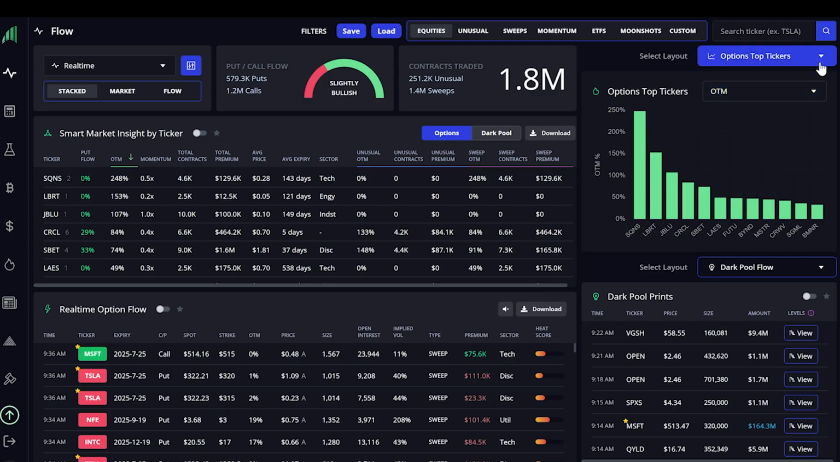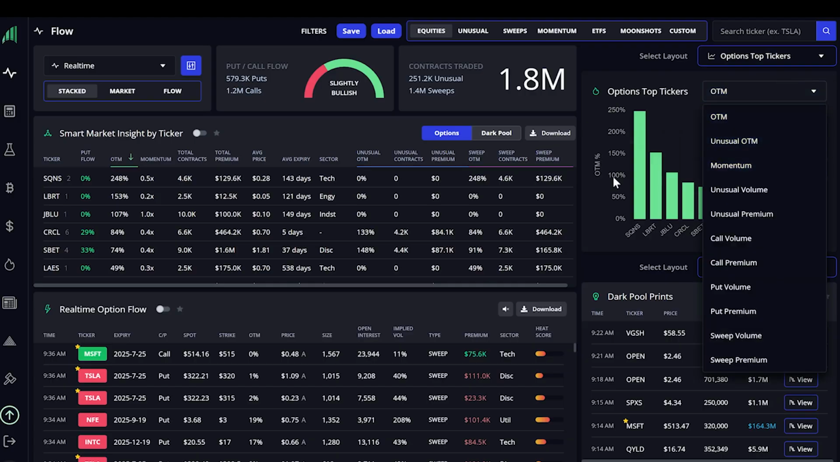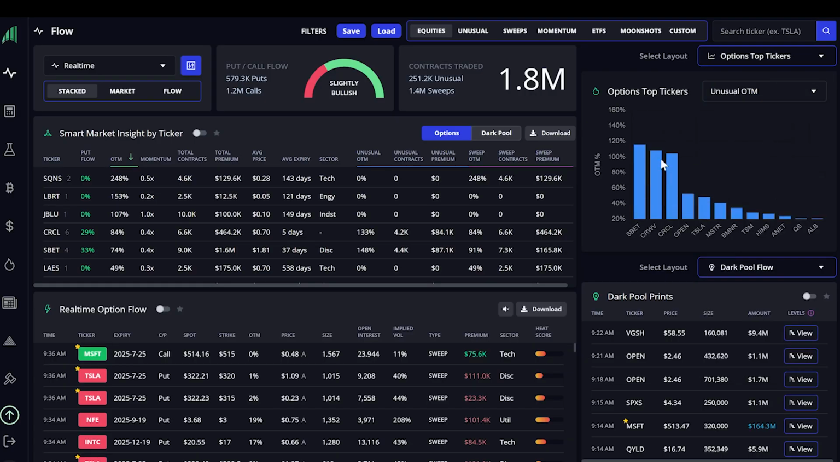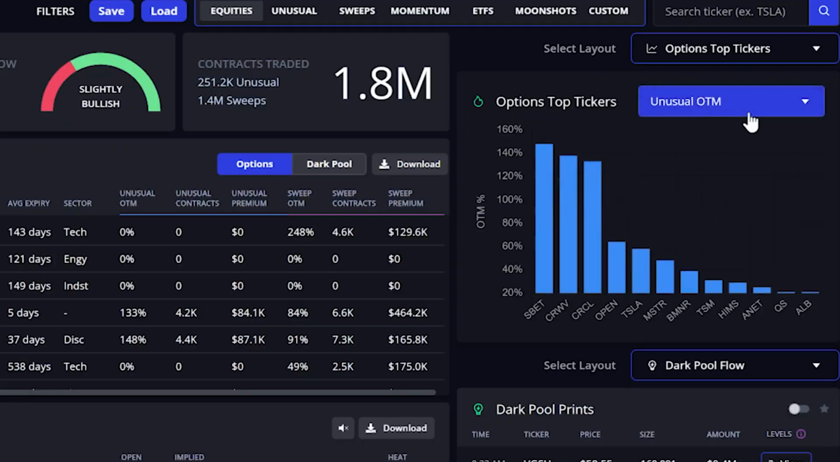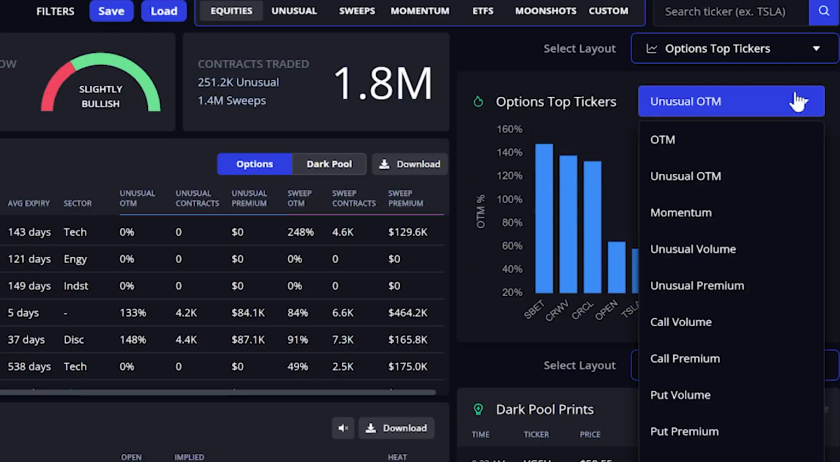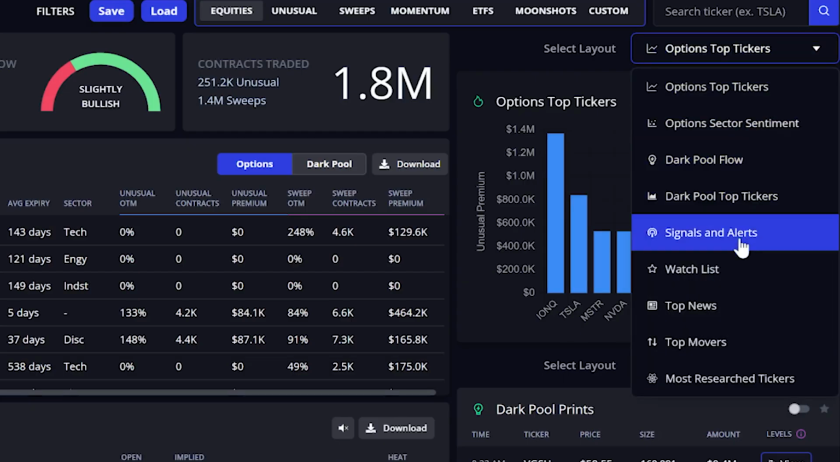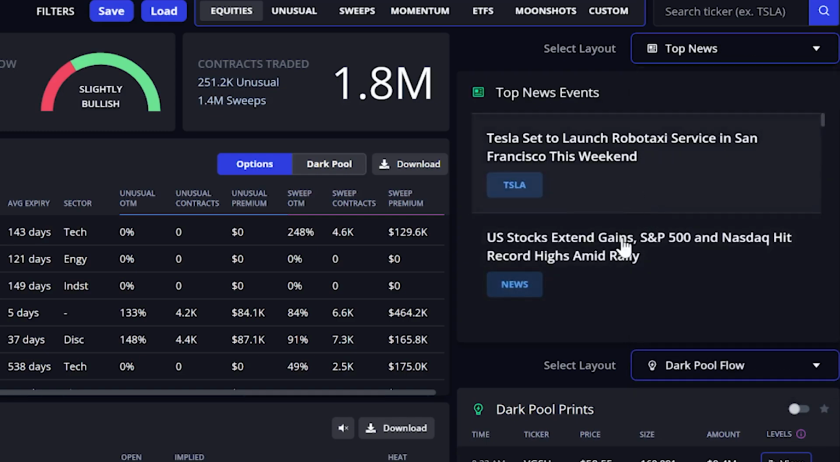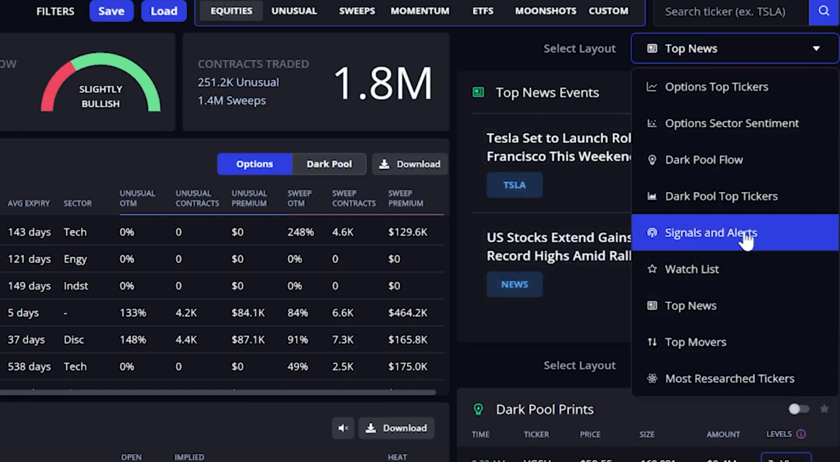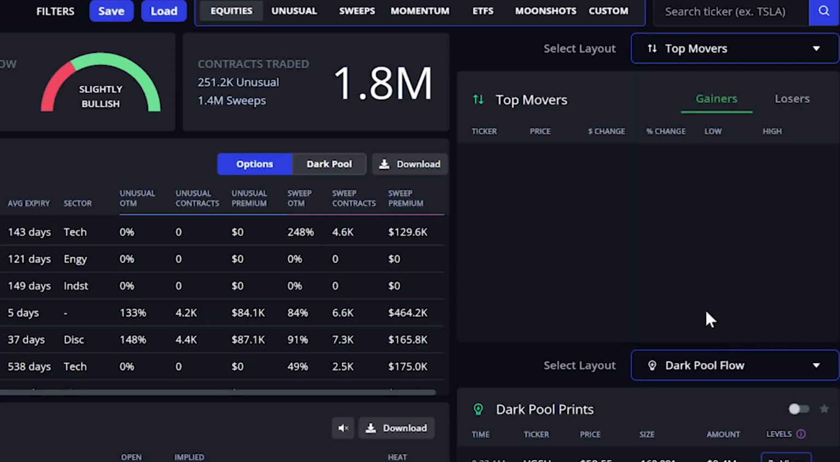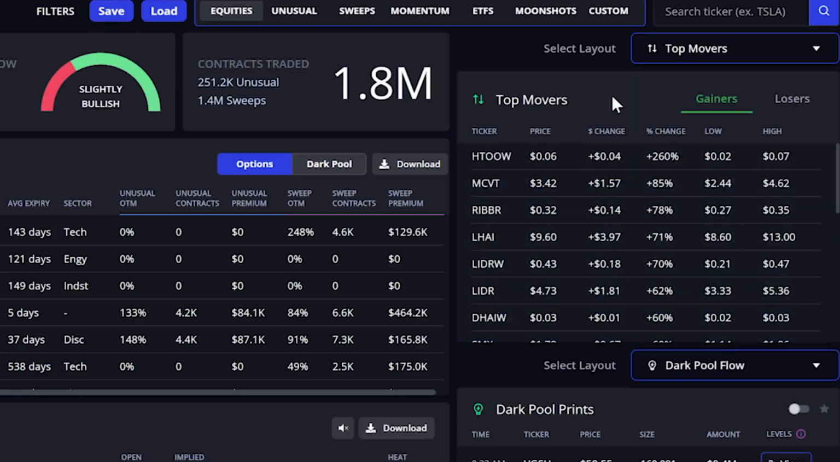The other thing you have in this dashboard is the ability to look at charts of different metrics related to unusual options order flow. So you can look at unusual out of the money options and the tickers that are experiencing the most action there. You can also look at unusual premiums and see how much money is going into premiums for various tickers. You can also change the layout of the dashboard as well. So Insider Finance has a news feed, as well as even trading signals and information about top moving stocks based on underlying tickers. So a really helpful dashboard here.